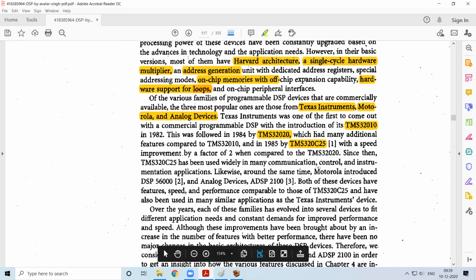Again, in Motorola they had the DSP56000, just a name which is present over there. Then Analog Devices, where we had the ADSP-2100. Now there are a number of them, not only from Texas; we can have different ones presented for the DSP processors. These are just a few to name.